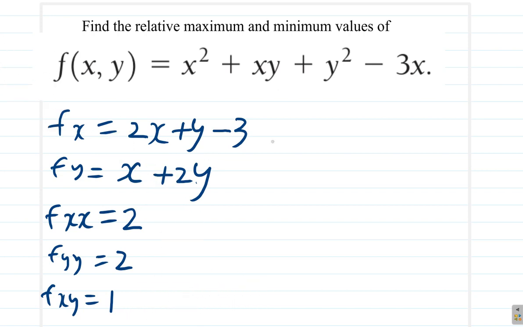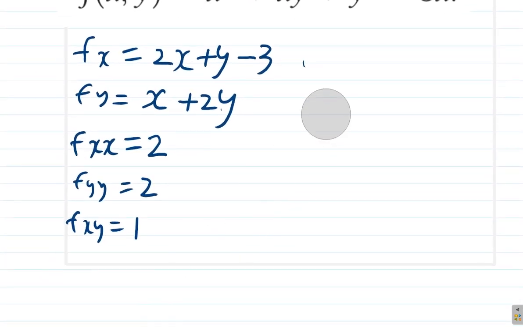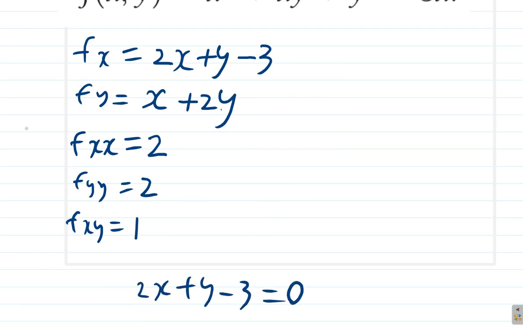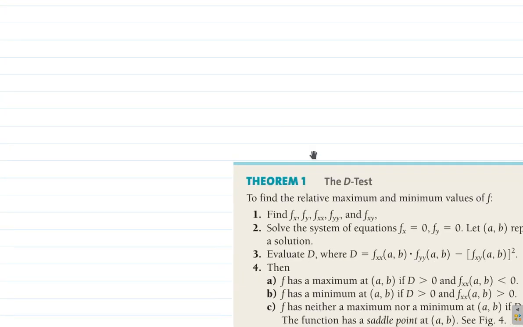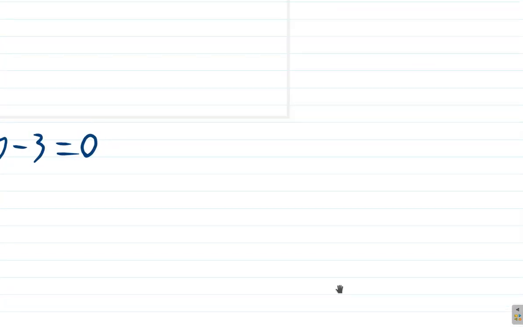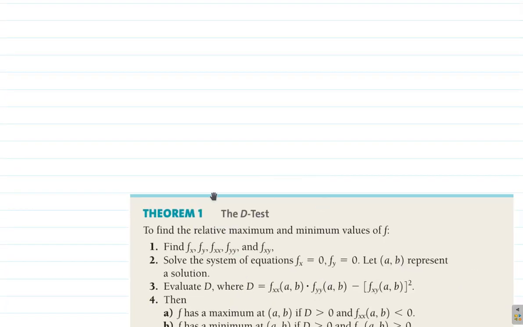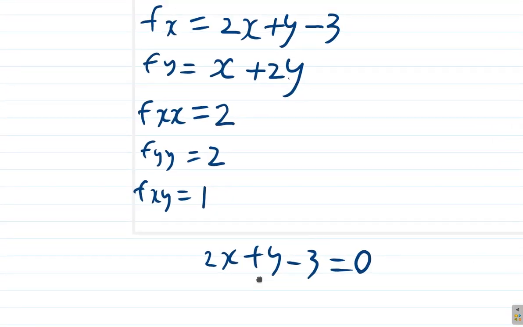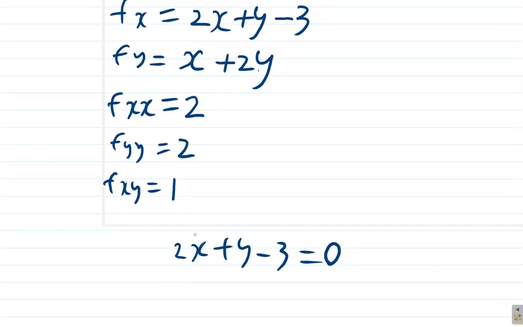Okay. Now, to find the location of the critical point, we have 2x plus y minus 3 equated to 0. Remember, you have to equate fx to 0 and fy to 0. And then it says here that (a, b) represents a solution. These are a pair of simultaneous equations, and we're going to solve them to find the solution. x plus 2y equals 0.